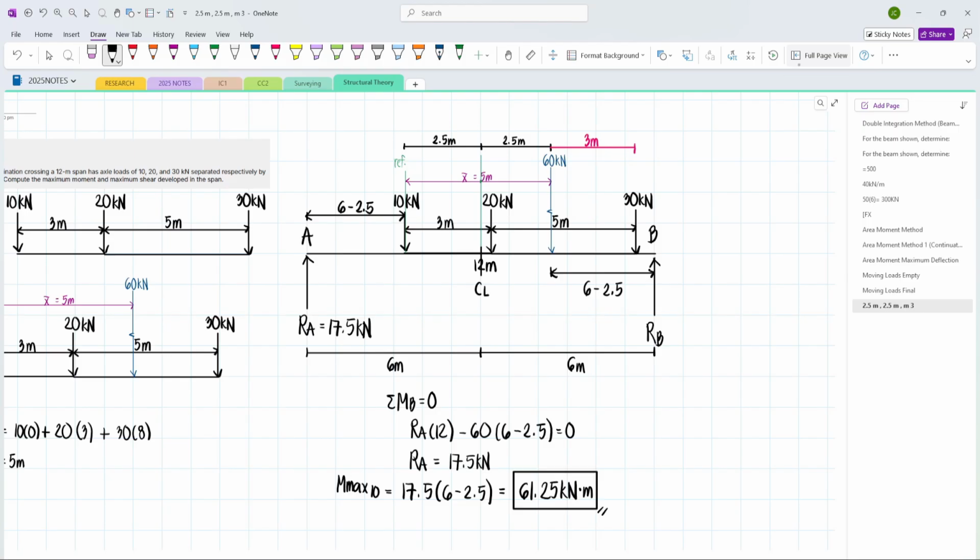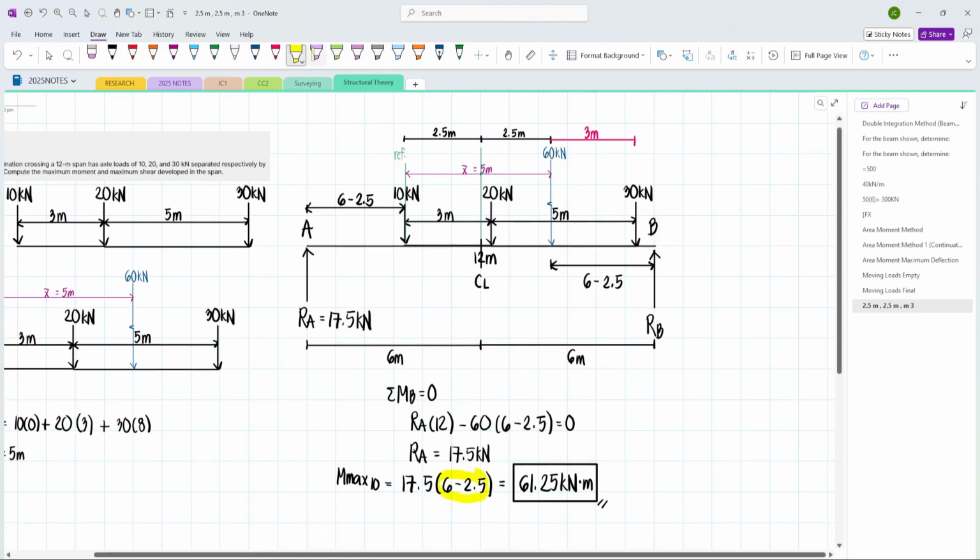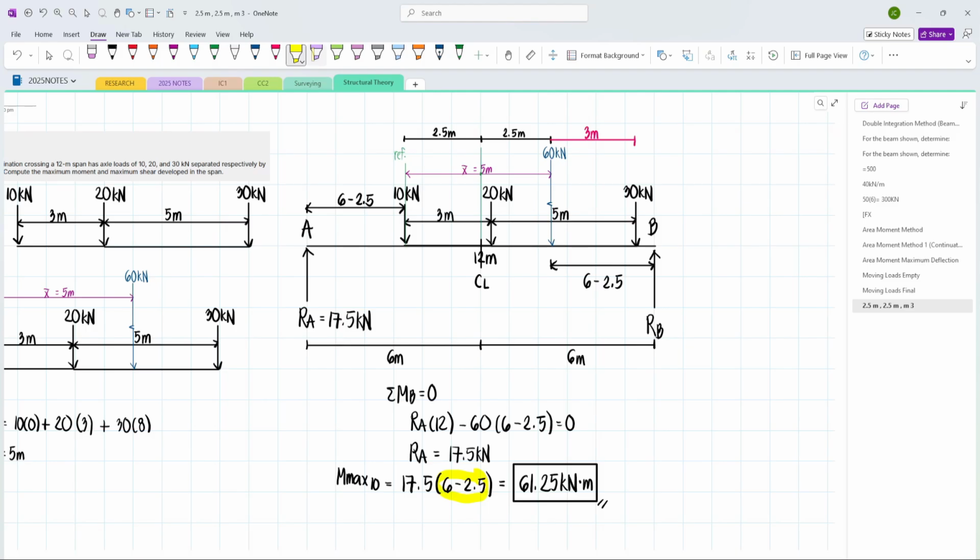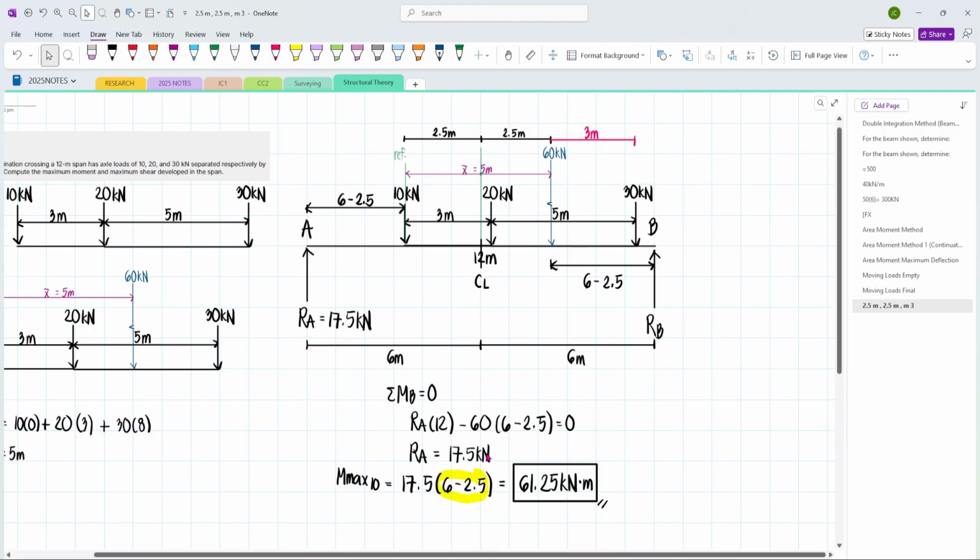So, again I am emphasizing this solution since makikita nyo yung pattern dyan. Ito, 6 minus 2.5, yung moment arm going to the 10 kN load is also 6 minus 2.5. You can use this concept to simplify your calculations. Bale, yung moment arm ng 60 patungo sa other end, yung point B, equal lang sa moment arm ng RA patungo sa 10 kN load. So, we can verify that sa next calculation natin.